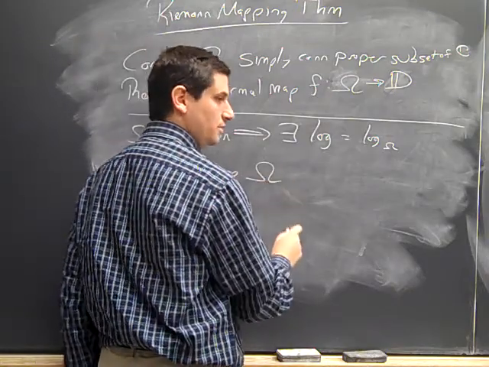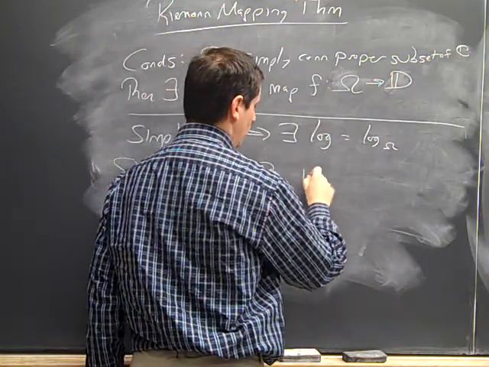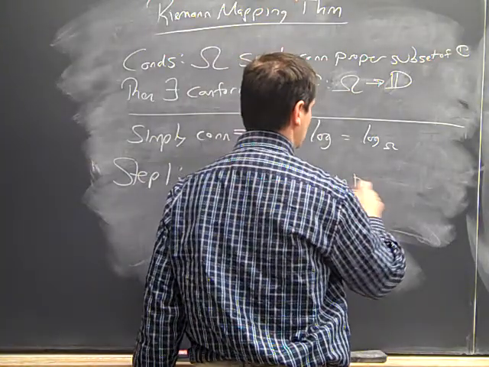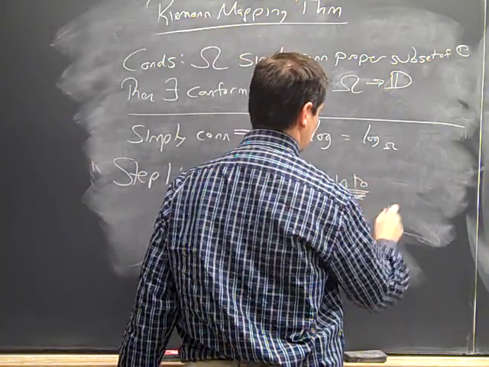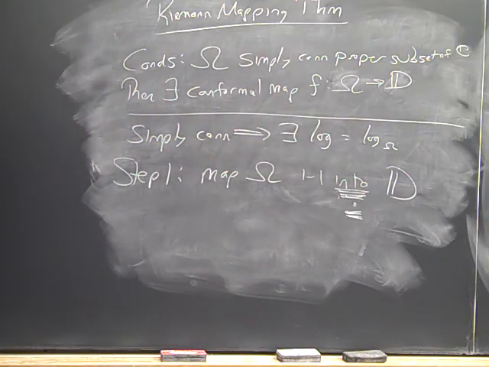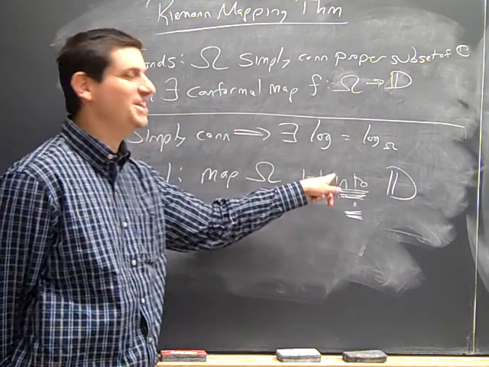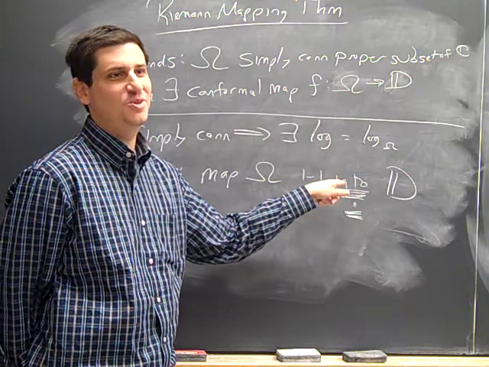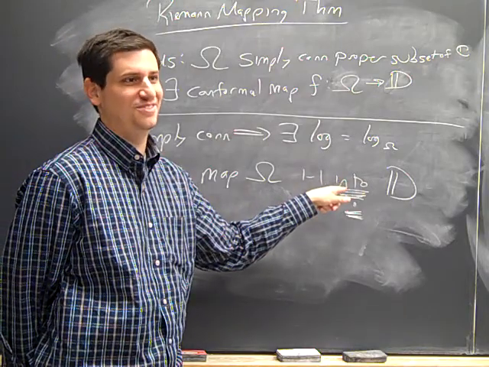Map omega one-to-one into D. Okay? There's one word in this line that you would love to change one letter. Yes. You'd love to replace that I with an O. Step 2 and step 3 will be replacing the I with an O.